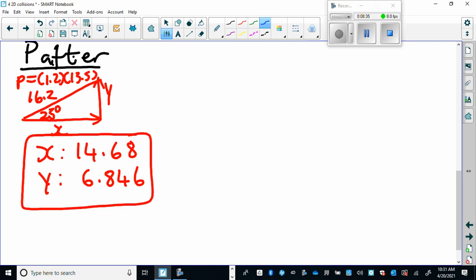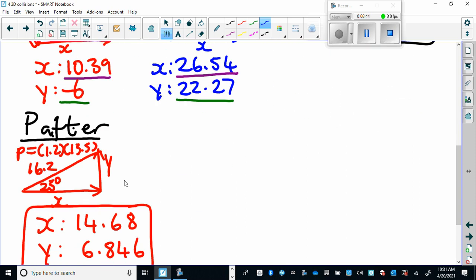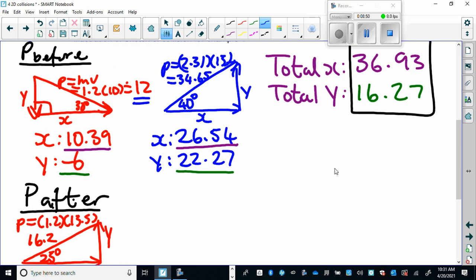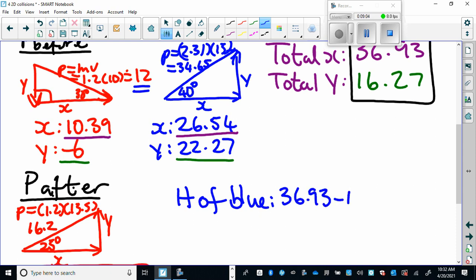Okay, we know that the total x component before the collision was 36.39. The red one after the collision has accounted for 14.68 of that. So the horizontal component of the blue ball after the collision must be 36.39 minus the 14.68, which gives us 22.25, and it's positive, so obviously going in that direction. Good, 22.25.